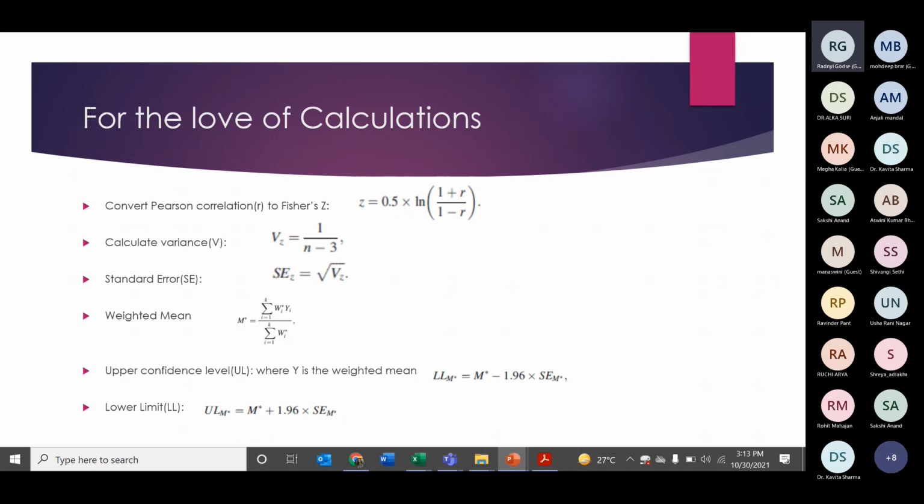covariance, which has to be calculated. Okay, that's 1 upon n minus 3, n being the sample size. Standard error, which is the square root of variance, weighted mean, upper confidence level and lower confidence level. All these formulae have been taken from a book called Borenstein, 2009. And Borenstein does have another edition of 2011 also. So if you do take these formulas, you will have to write in the paper also that these are the formulas I used to calculate effect size. And this has to be done.